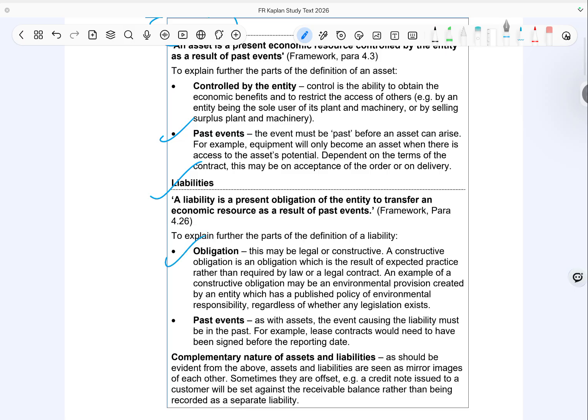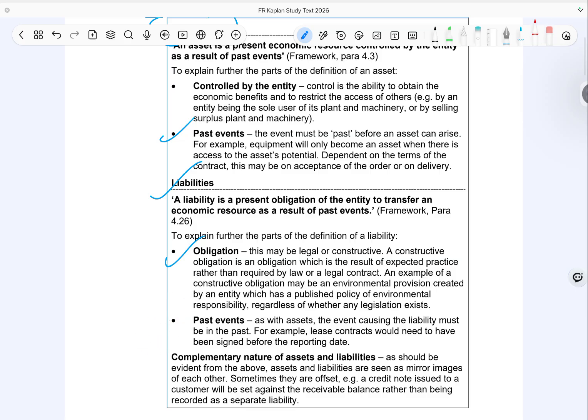First is your obligation. An obligation can be of two types. Legal obligation. This is created by law or contract. For example, if a company signs a loan agreement, it's legally required to repay the bank. That's a legal obligation.